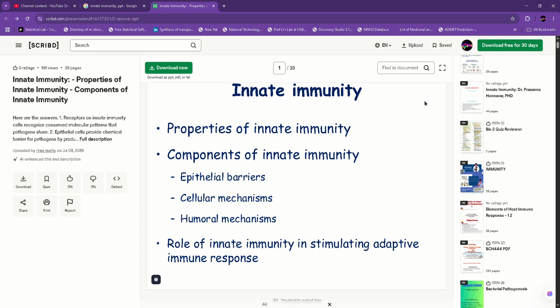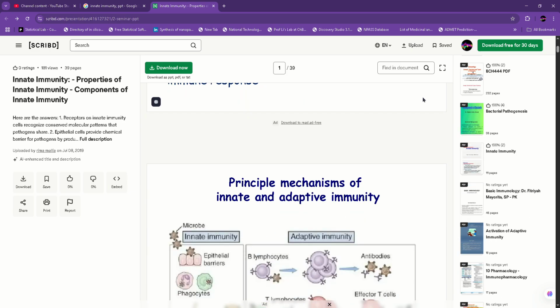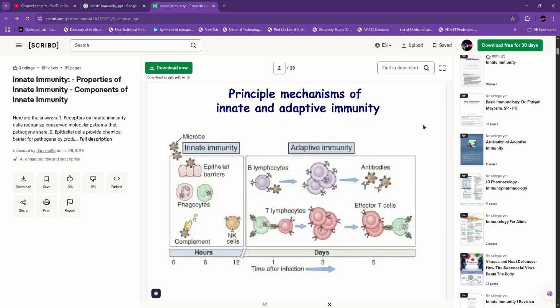So, the properties of innate immunity, and then we will discuss components of the innate immunity, that is epithelial barriers, cellular mechanisms and humoral mechanisms. Role of innate immunity in stimulating adaptive immune response, because both innate immunity and adaptive immune responses communicate and coordinate with each other to achieve the goal of this immunity.